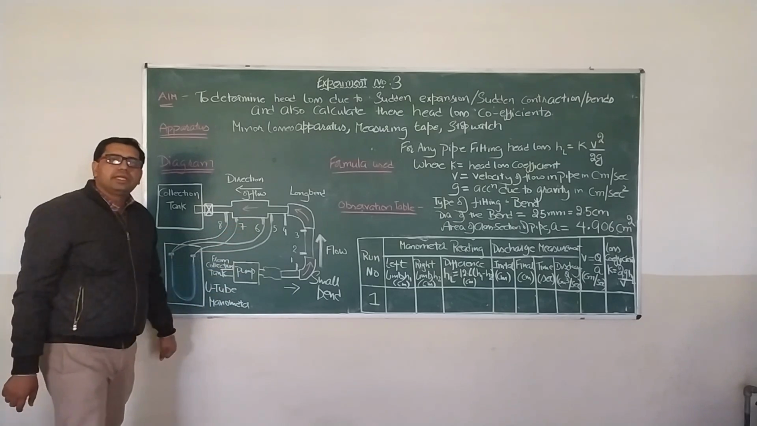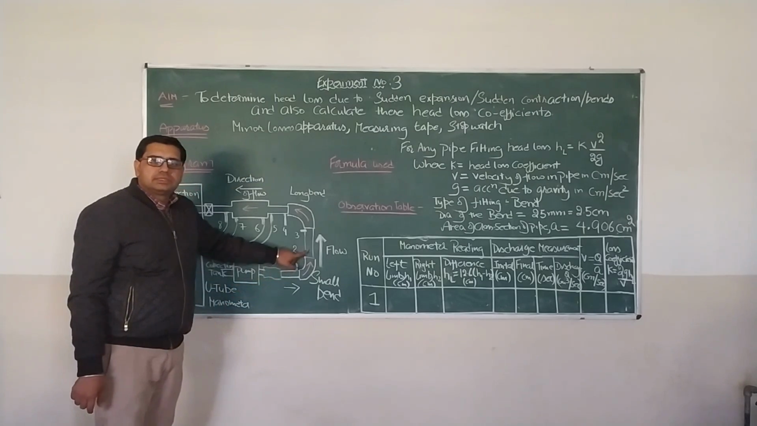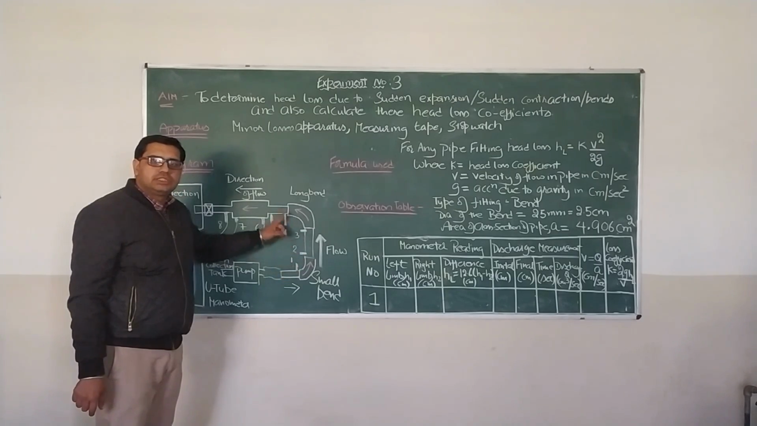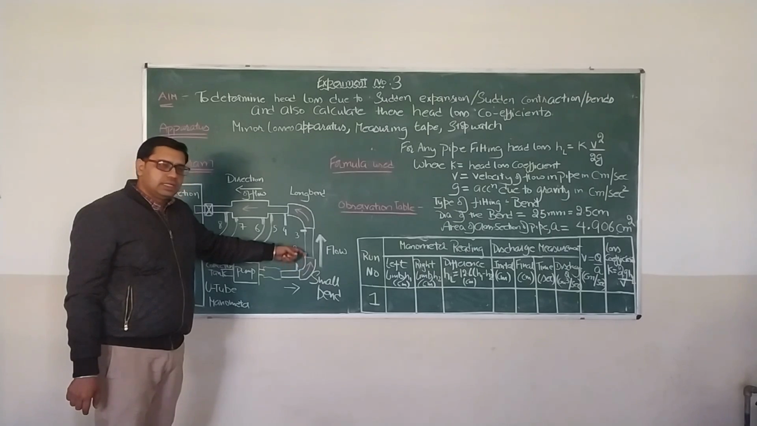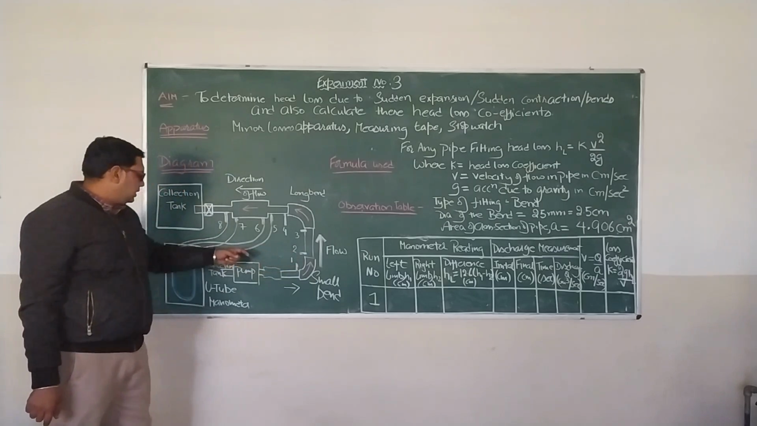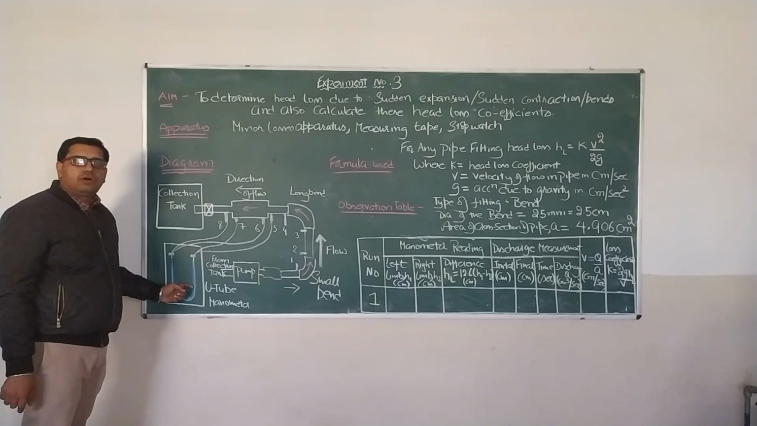Now for measuring the pressure loss, we have tappings. We have a total of 8 tappings for these 4 pipe fittings. One tapping is in front of the pipe fitting and another tapping is at the end of the pipe fitting, and each tapping is attached to this manometer for the measurement of the head loss in each case.